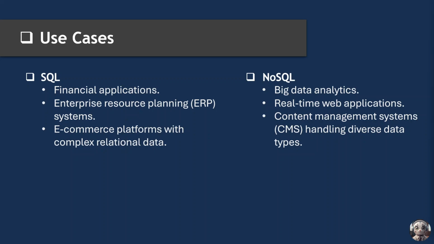And finally, content management systems handling diverse data types. CMS platforms often deal with diverse data types such as text, images, videos, and user-generated content. NoSQL databases provide flexibility in schema design and scalability, making them suitable for managing and delivering content efficiently across various channels.